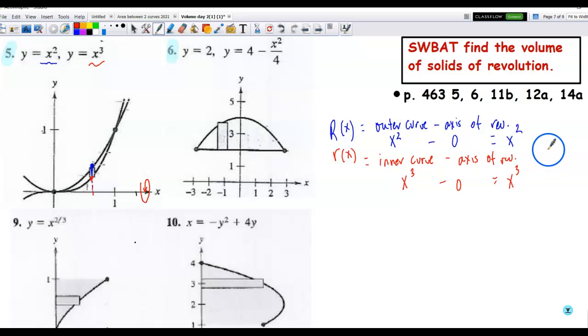All right, so now that we know our radii, that's really the big idea. We're going to do, remember, the area of the big circle minus the area of the little circle.